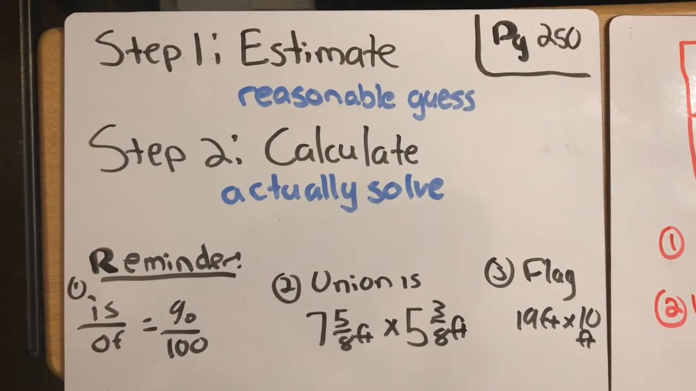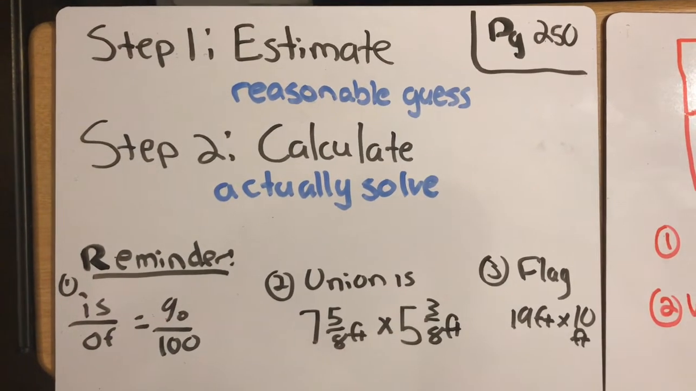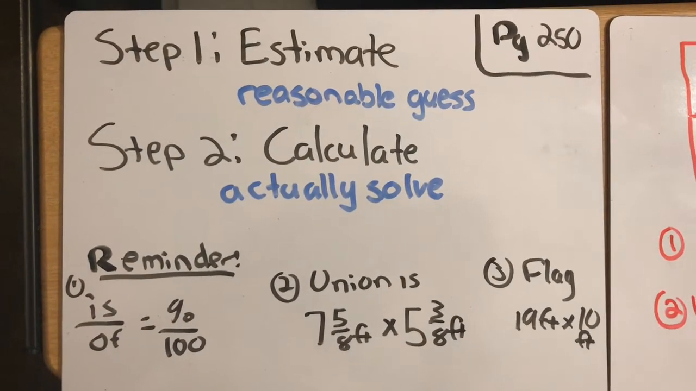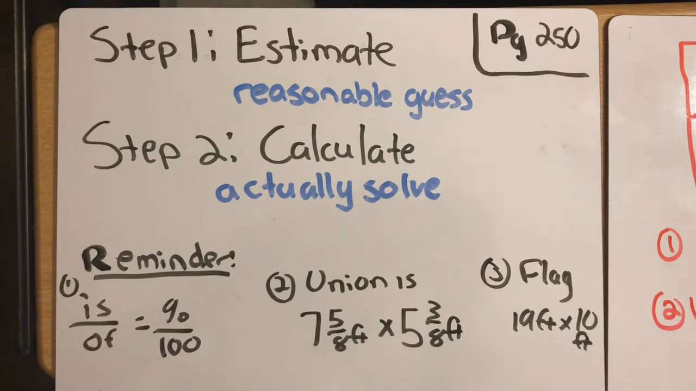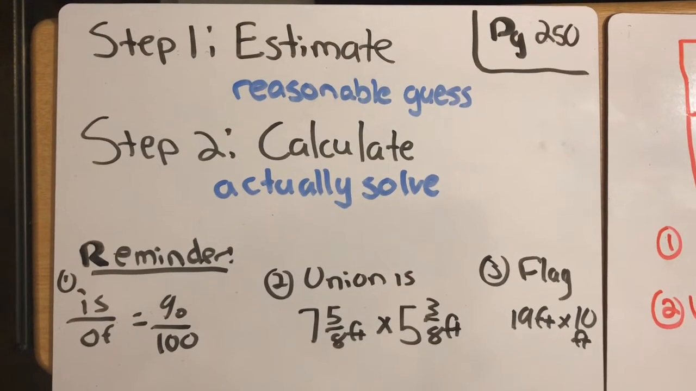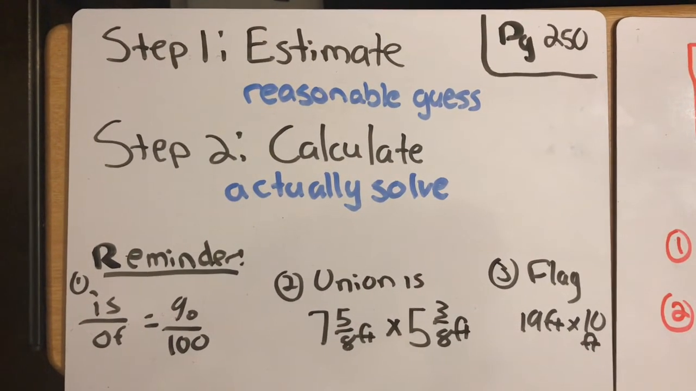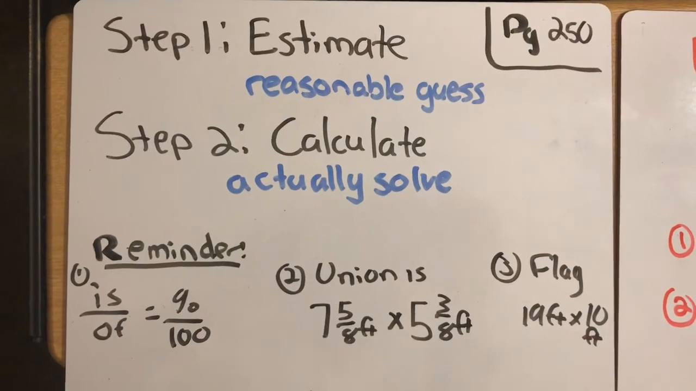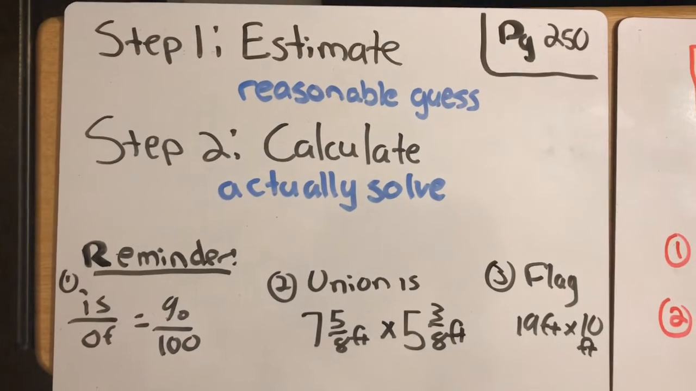Section 1.3, Where Percentage Is the Union, asks us to do two things. The first step is to estimate your answer, and the second one is to calculate. When you estimate, you're looking for a reasonable guess, and when you calculate, you're actually going to solve. Three things will come in handy.